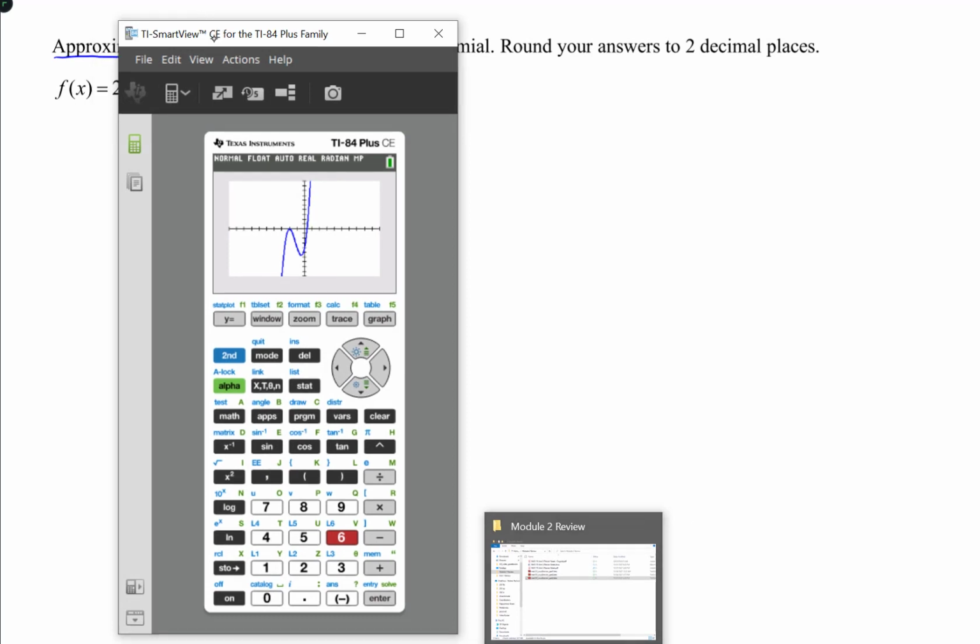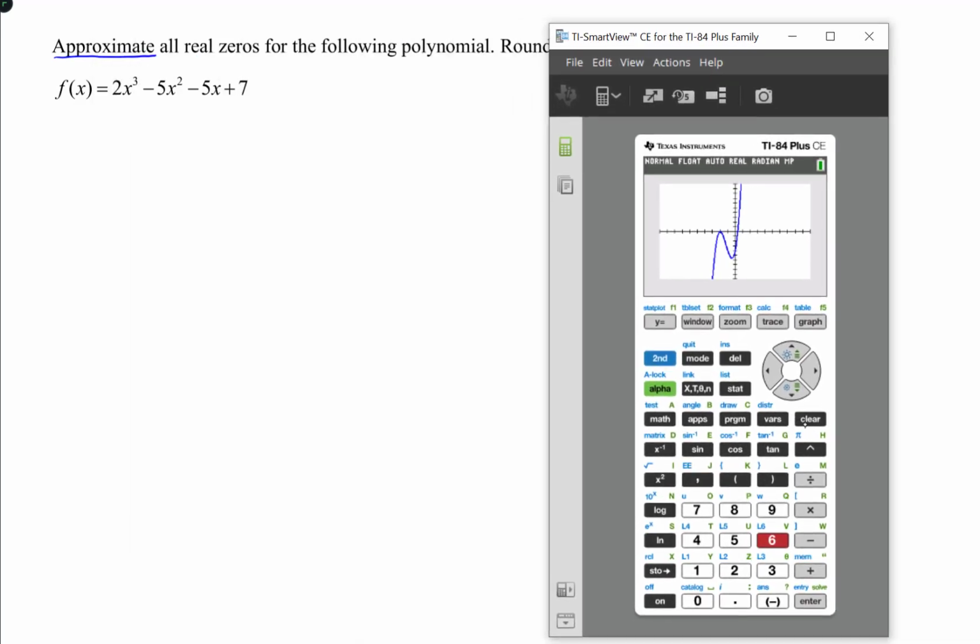How do we use our calculator for this? Well, here's what we do. First thing we do is graph the polynomial, because if we have a zero of this polynomial, it should cross the x-axis if it's a real zero. And it does say approximate all real zeros, so there should be at least one that crosses the x-axis. So let's see what happens when we graph it.